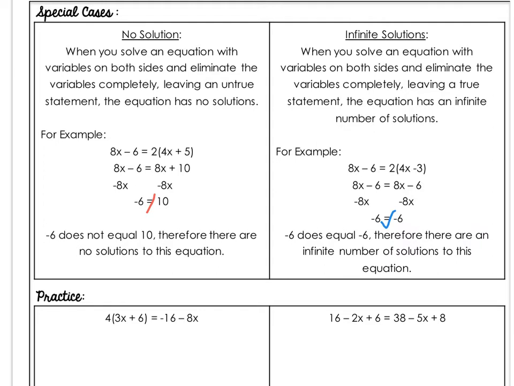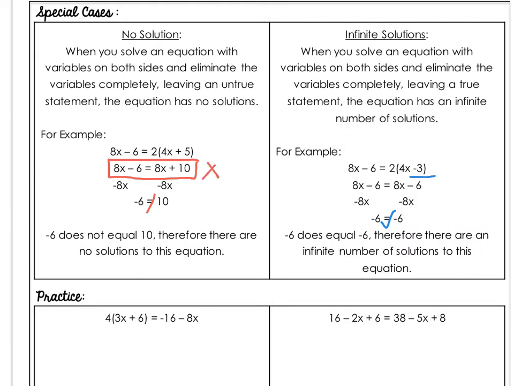Now, if you are looking at these, when you get to this step right here, 8x minus 6 equals 8x plus 10, you might recognize that that has to be a false statement, because if you have 8x and 8x being equal and you subtract 6 from one and add 10 to the other, that's not going to work. So you know at that point that this cannot be true.